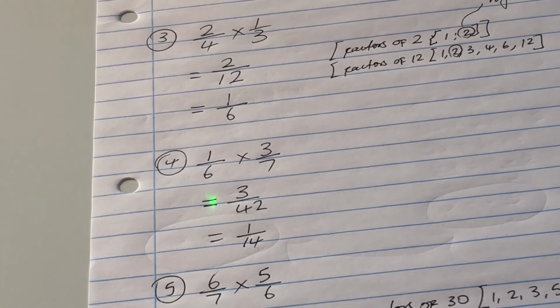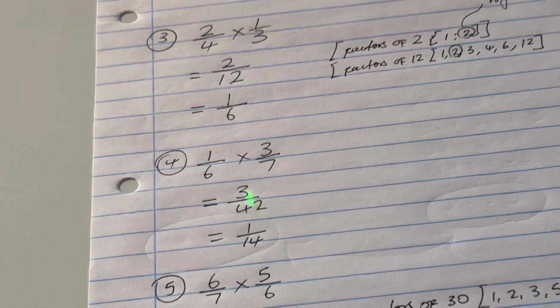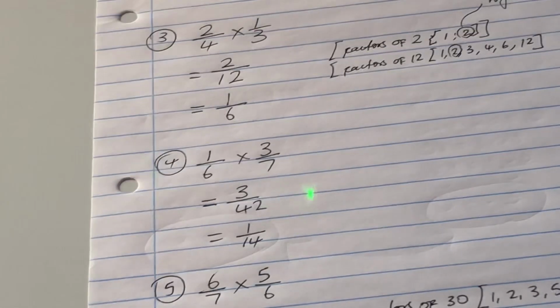Let's move to number 4. 1 times 3, we get 3. 6 times 7, we get 42. So in this case, the highest common factor will be 3. 3 divided by 3, we get 1. And then 42 divided by 3, we get 14. So here, I also used the highest common factor to simplify this further.